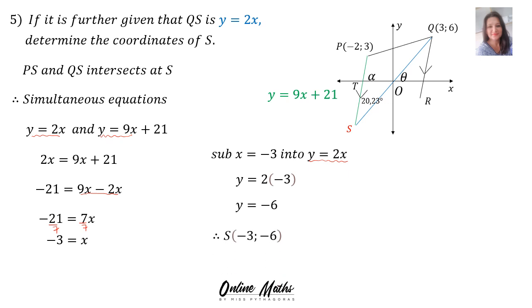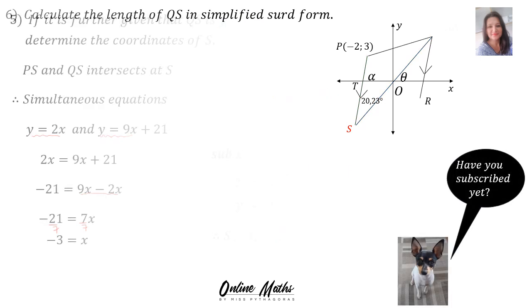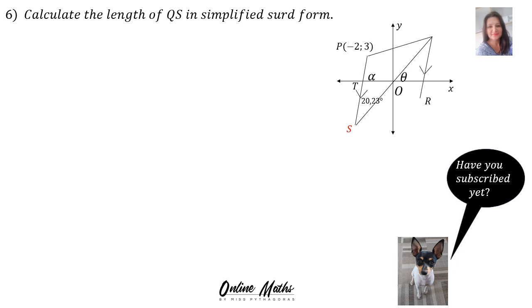And then you have to write the proper coordinate. Therefore, S's coordinate is (-3, -6). Question 6. Calculate the length of QS in simplified surd form. Now from the previous sum, we worked out S's coordinate was (-3, -6), and Q's coordinate was given as (3, 6).